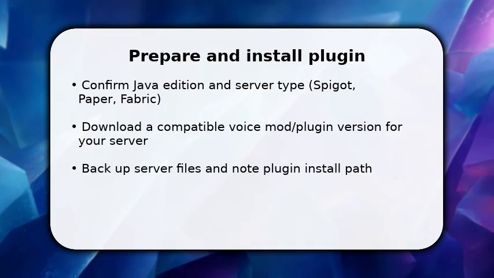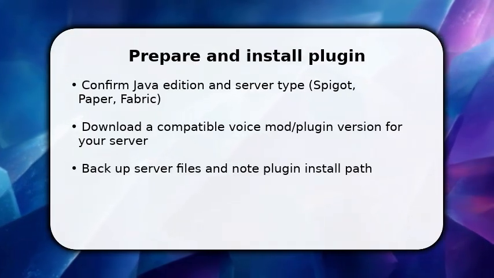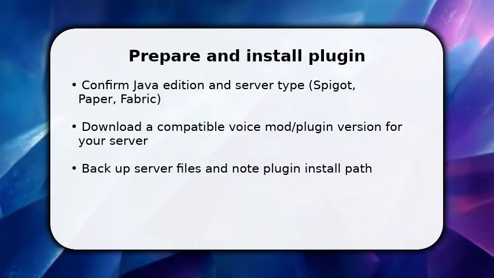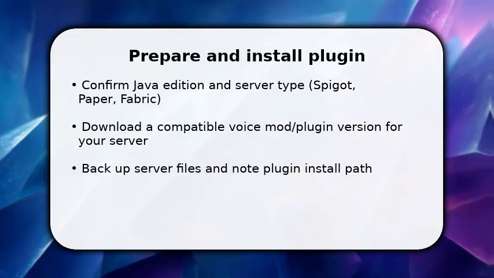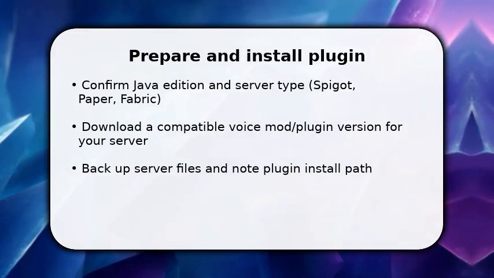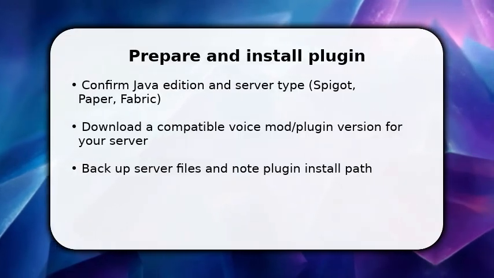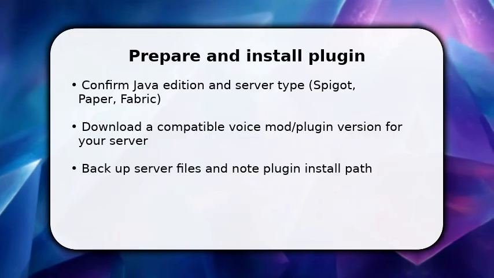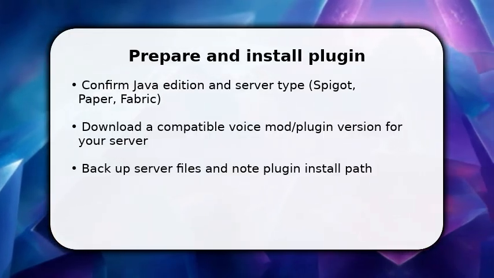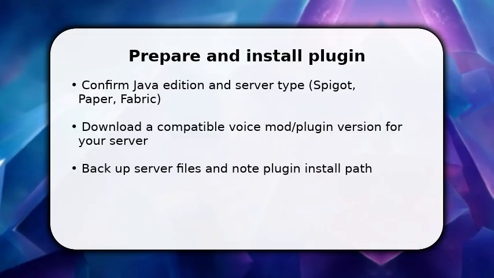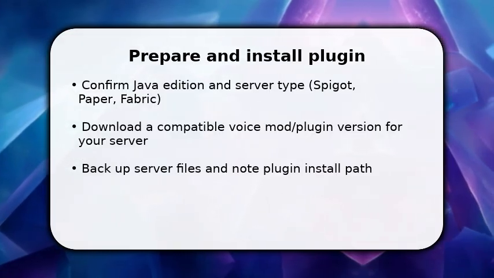You start by preparing the server and client. This prevents wasted time later. Install the voice plugin matching your server type, Spigot, Paper, or Fabric, and ensure the client-side mod matches that exact version. Once done, stop the server, place the plugin or mod into the correct mods or plugins folder, and keep a current backup in case files conflict.